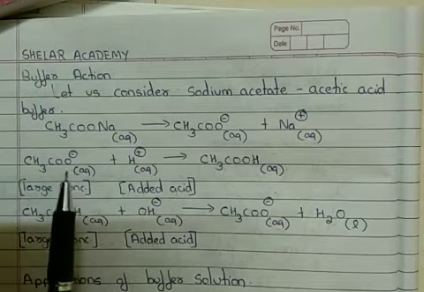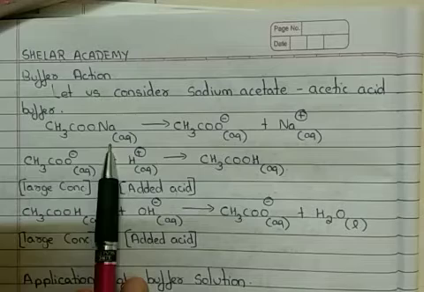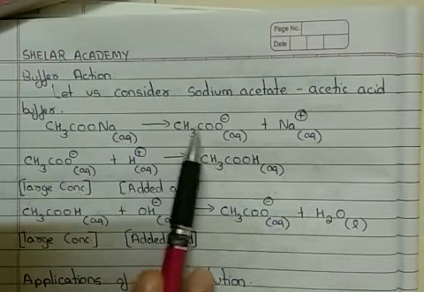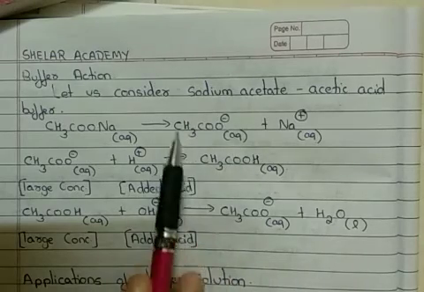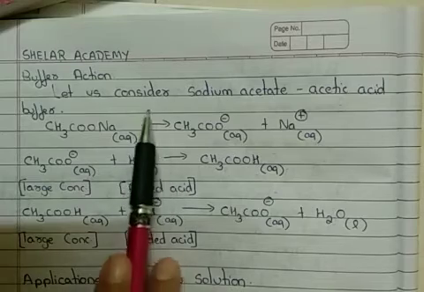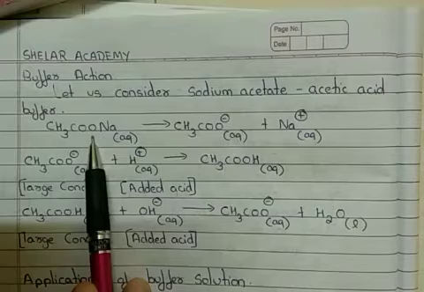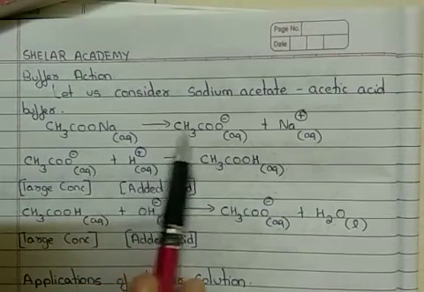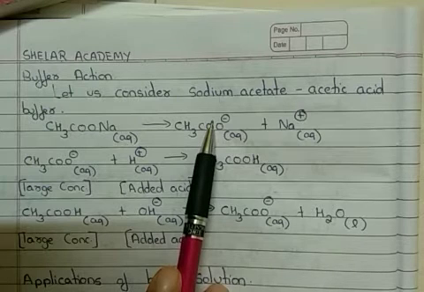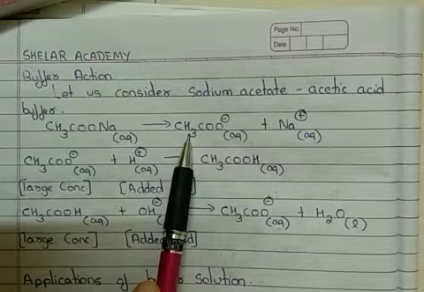Now in this case our sodium acetate, as it is a salt of a weak acid and strong base, is a strong electrolyte, so it dissociates completely in water, producing a large concentration of acetate ion. As it dissociates completely, we will show it with an irreversible arrow. So the first step is that sodium acetate will dissociate completely to give us a large concentration of acetate ion and Na plus ions. Once this strong electrolyte dissociates, what will be the next step?